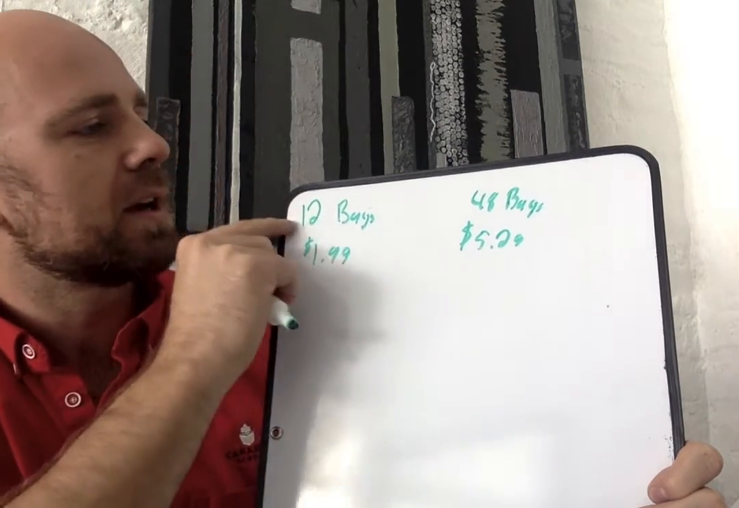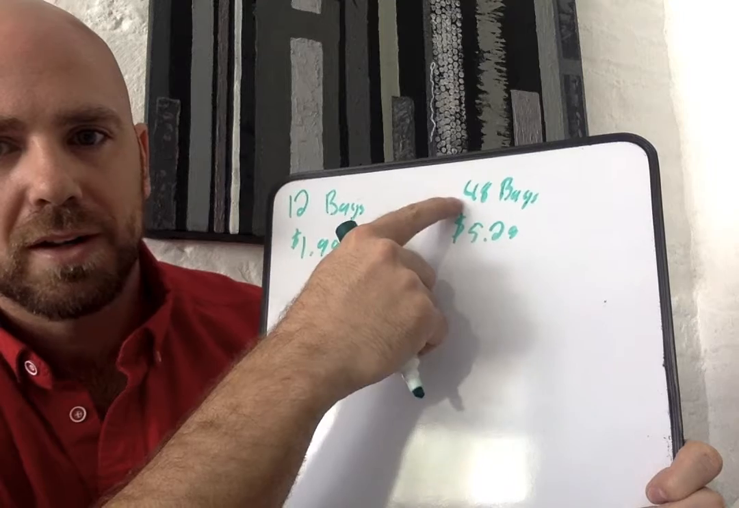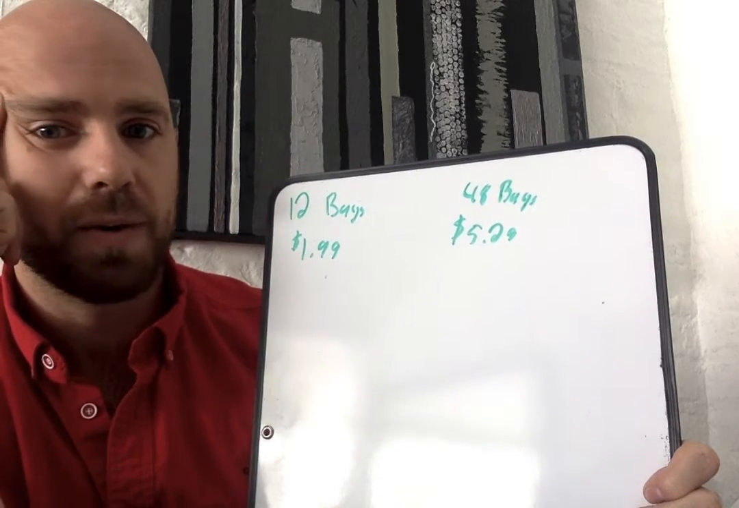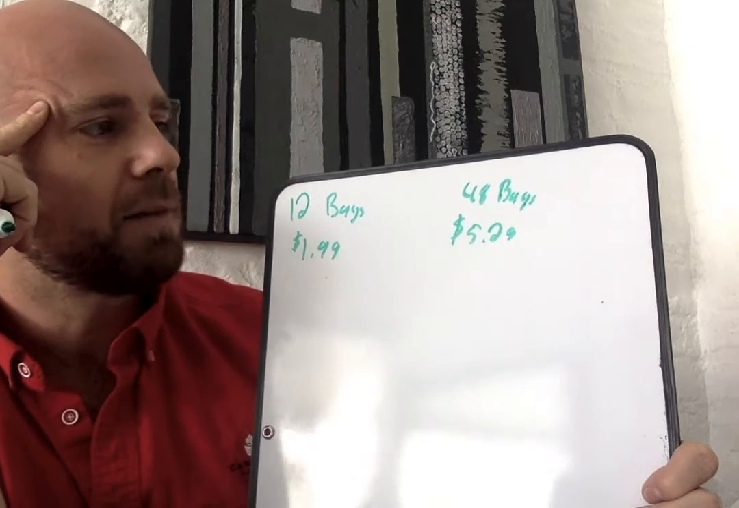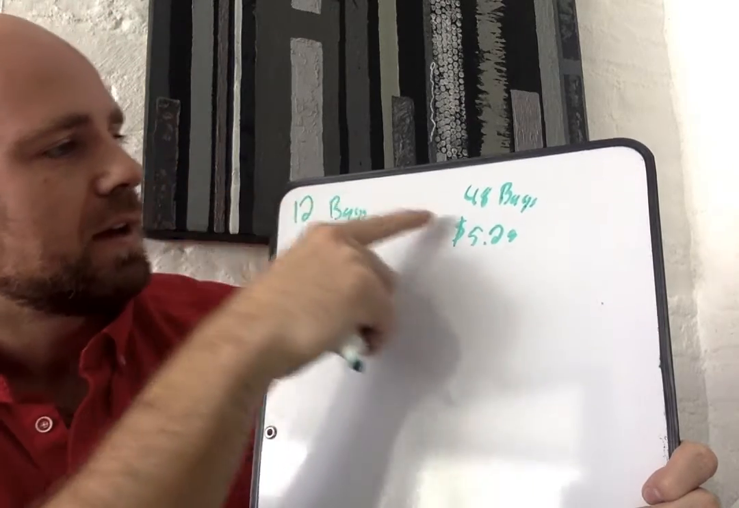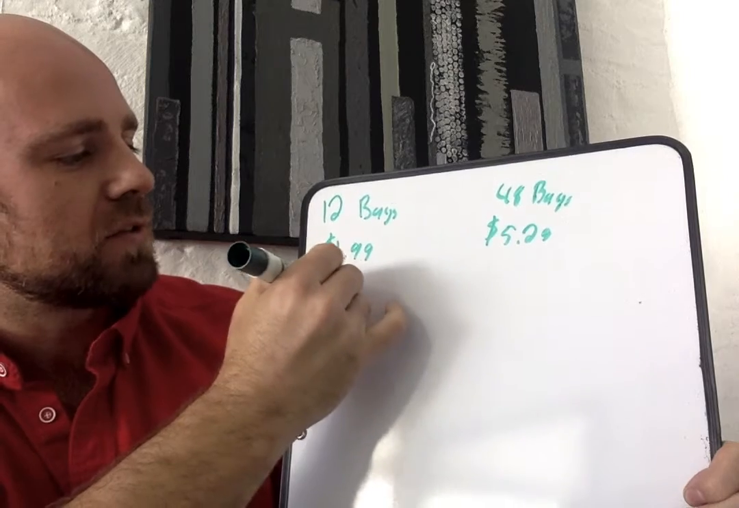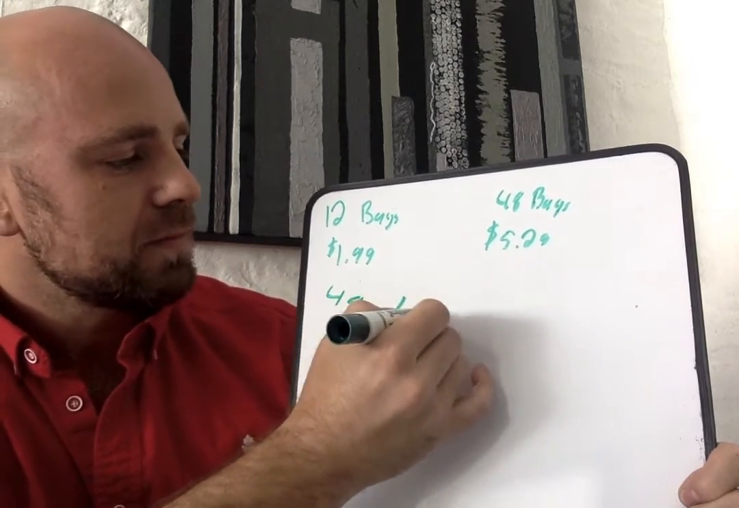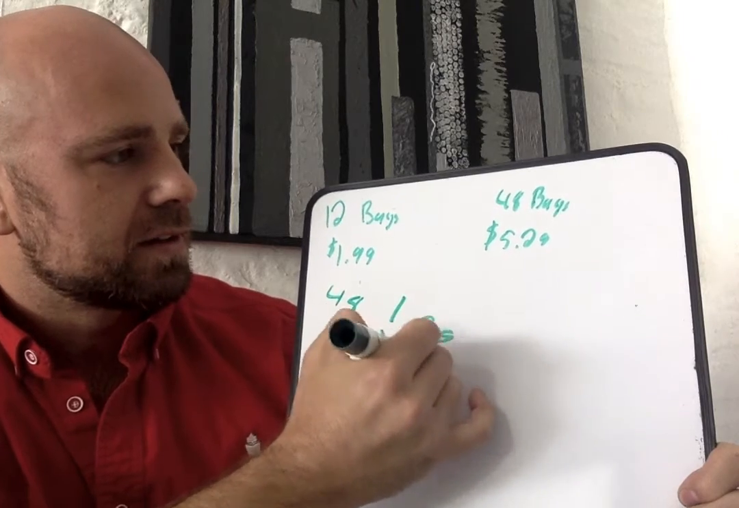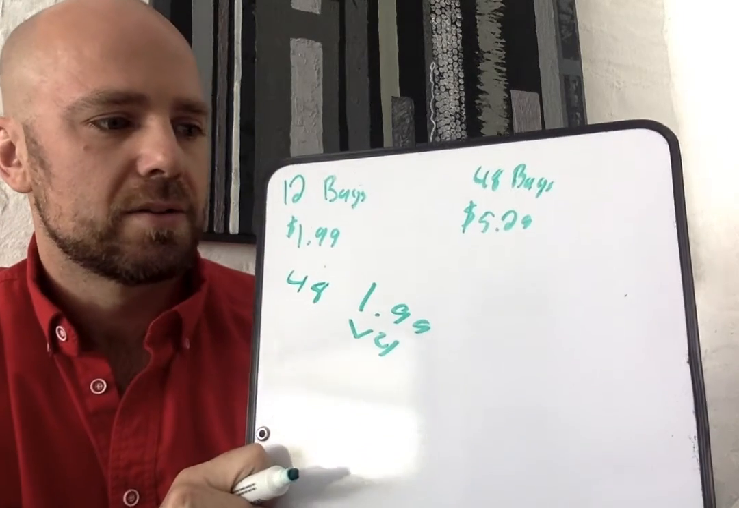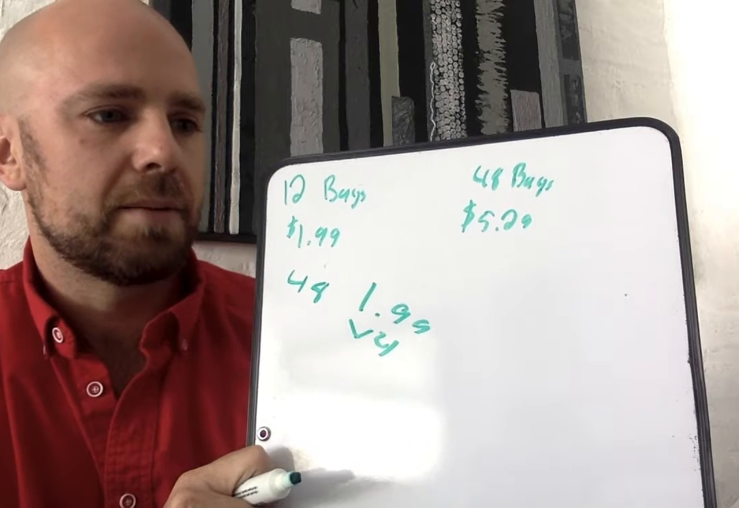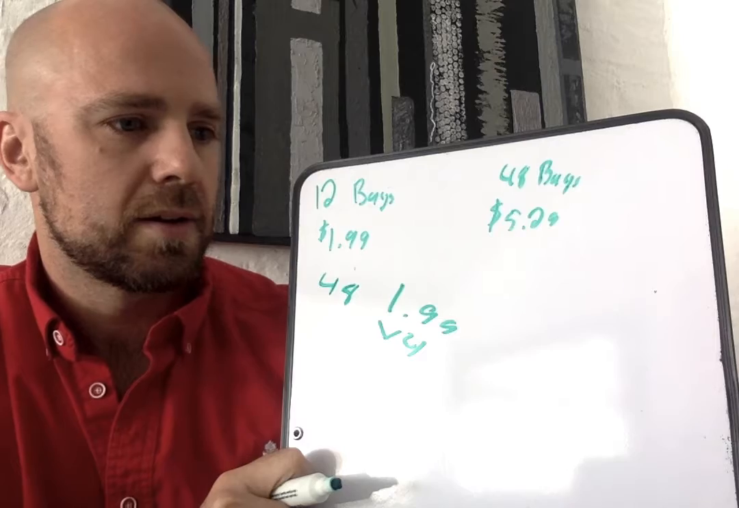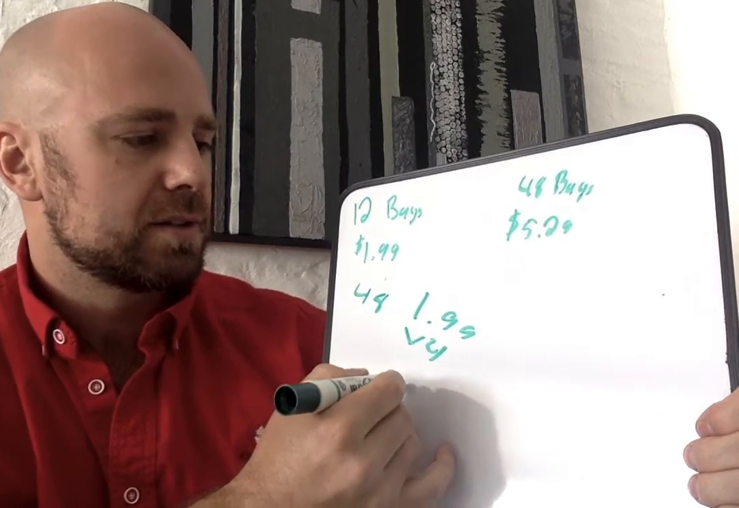I can take this one and I can multiply it by 4, or I can take this one and I can divide it by 4. So depending if I want to compare it for 12 bags or if I want to compare it for 48. I like multiplication better, so I'm going to take this one and see how much it would cost for me to buy 48 bags, which means I have to multiply my $1.99 times 4. Okay, so when I do that, I end up getting $3.